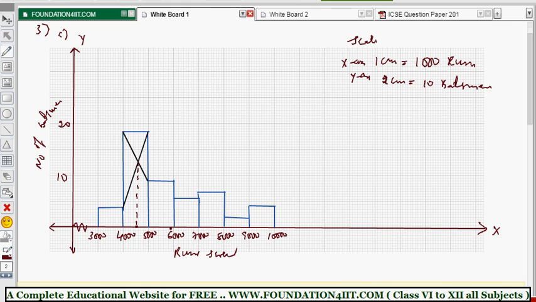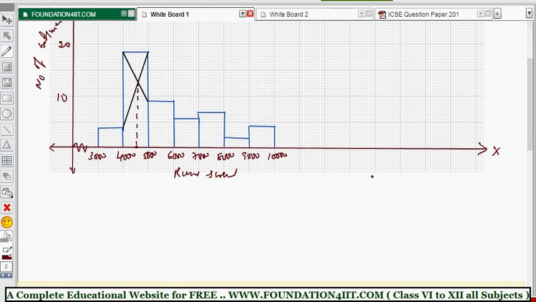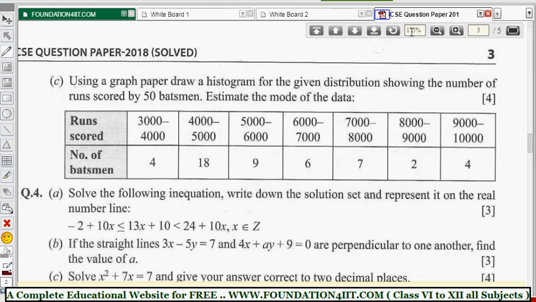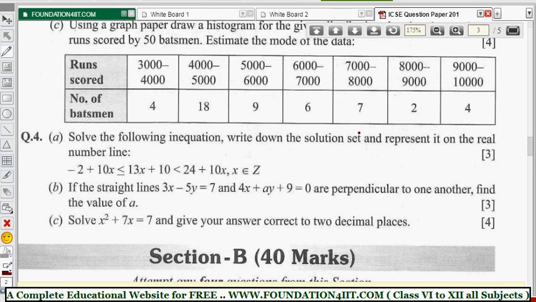So by observing here, 4500 and next to it 7, so 4600. Using this you can estimate the mode. Therefore, from the histogram we can say that the mode is 4600 runs. Where they join the x-axis, from that we can take. Right? Now this is about question number 3. Now we will solve problem solutions from question number 4.